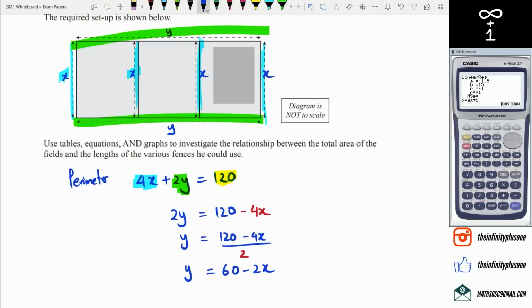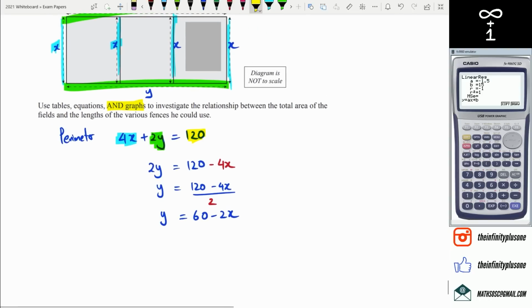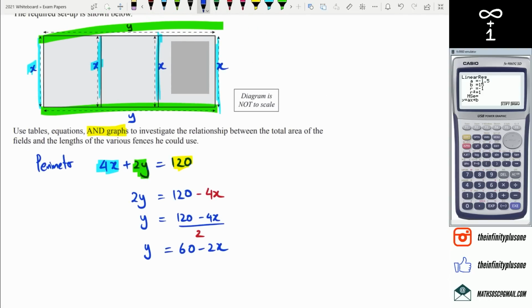Now what it's actually asking us is, once again, they're doing this whole tables, equations, and graphs. So we've also got to do a graph to investigate the relationship between total area and the length. Okay, fine. So once we've got that, that's a perimeter. Next thing is working out area.